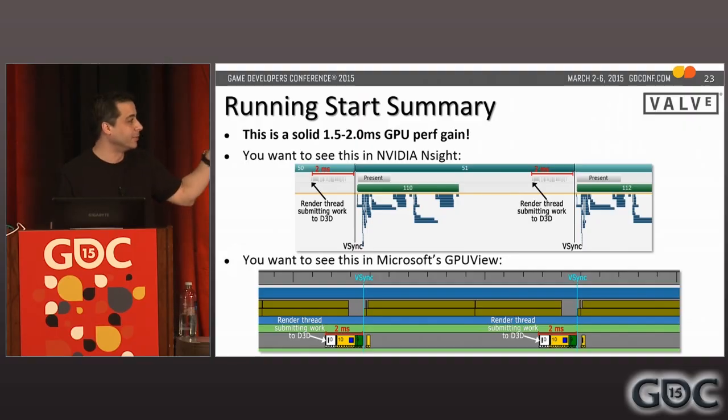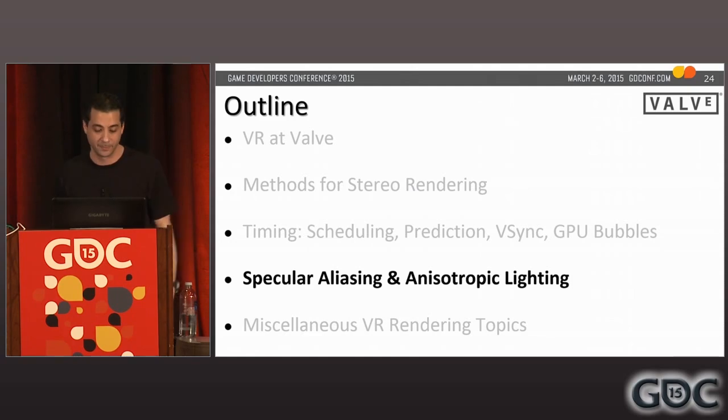And if you're doing VR rendering and you're not using Insight and GPU view, you should. You should really start using these tools. They're so critical. You really want to saturate the GPU. You have 11.1 milliseconds to render a lot of pixels. Okay, let's get into the next topic, which is aliasing.